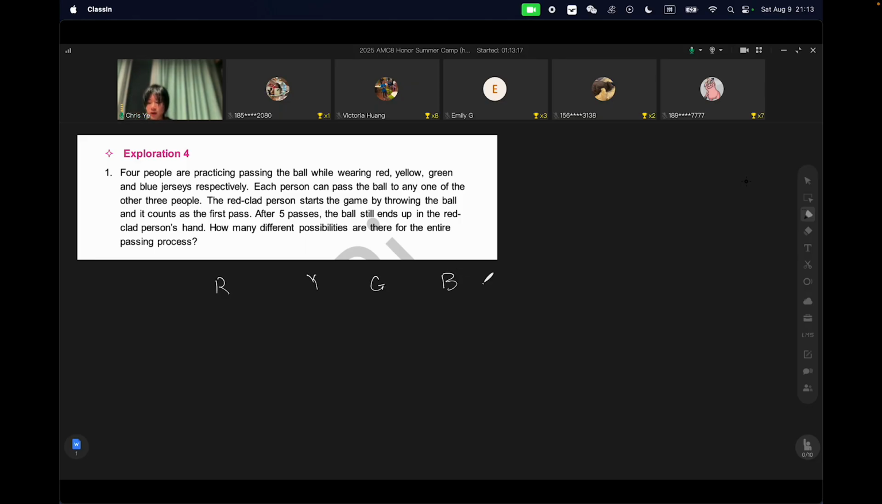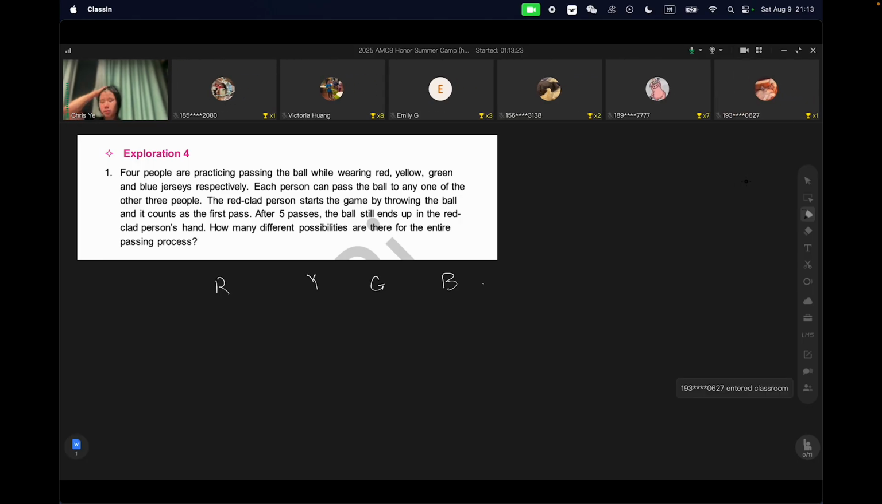The red person starts the game by throwing the ball, and it counts as the first pass. After 5 passes, the ball still ends up in the red person's hand. How many different possibilities are there for the entire passing process? We can use something similar to a tree diagram. As you can see here, I've listed red, yellow, green, and blue. The grid is going to look something like this.